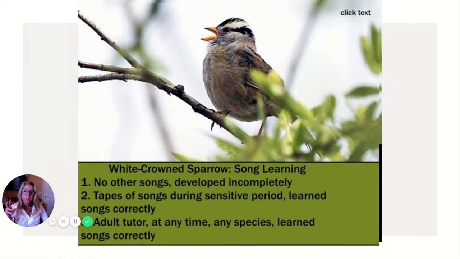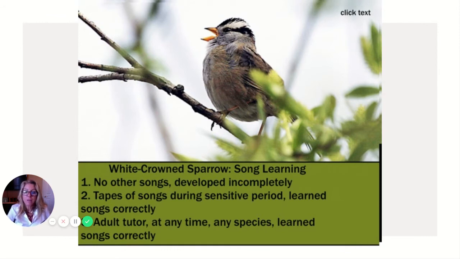All right. So another one is song learning. They did some experiments with birds, looking at imprinting. And if they were never given songs to hear, no other songs, then their voice, what they would sing, developed incompletely. You might think about this, like if somebody is deaf, right? And they can see you moving your lips and try to mimic that when they speak. But if they haven't heard you say the word, it's harder for them to speak that in a way that you understand. Okay, so that's how it works with song learning.